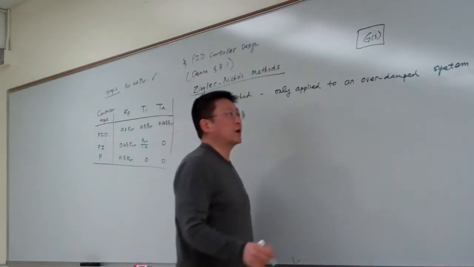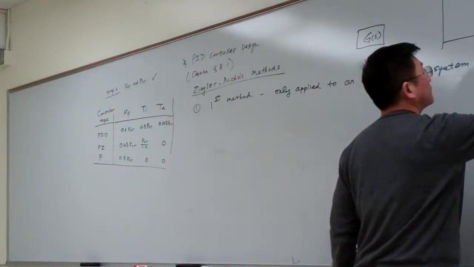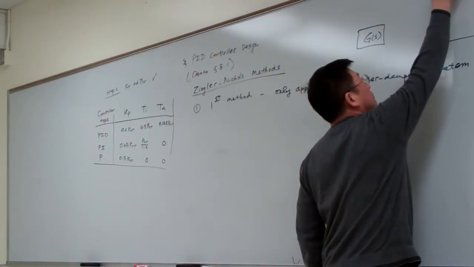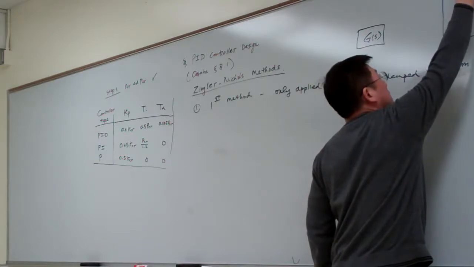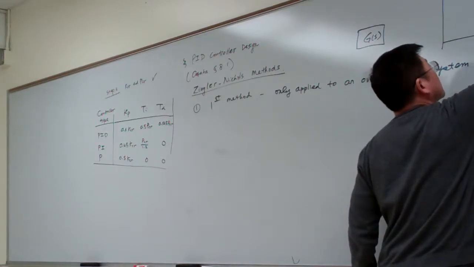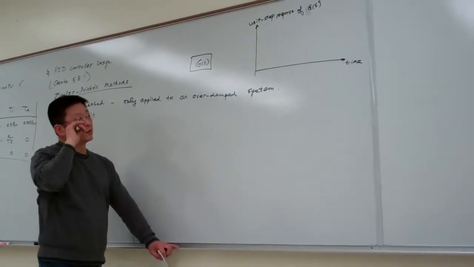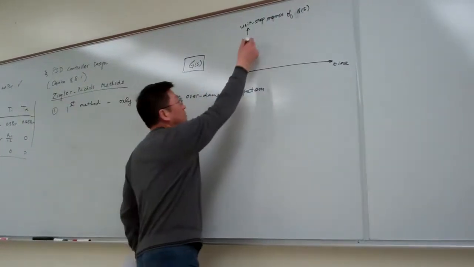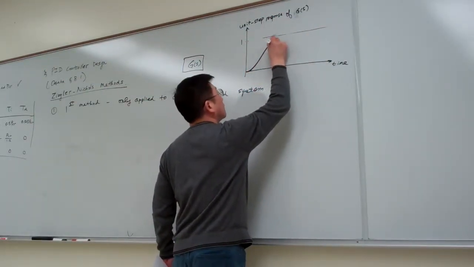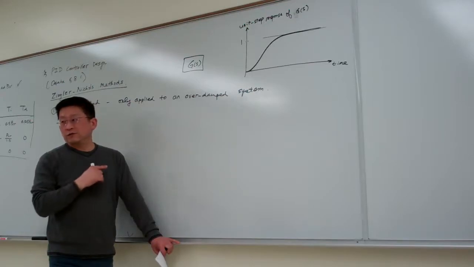The open loop system has the characteristic something like this. So this is time. If we draw the unit step input response of G, so this G(s) is our open loop system. If we draw the unit step response, that is the system we're dealing with for the first approach.